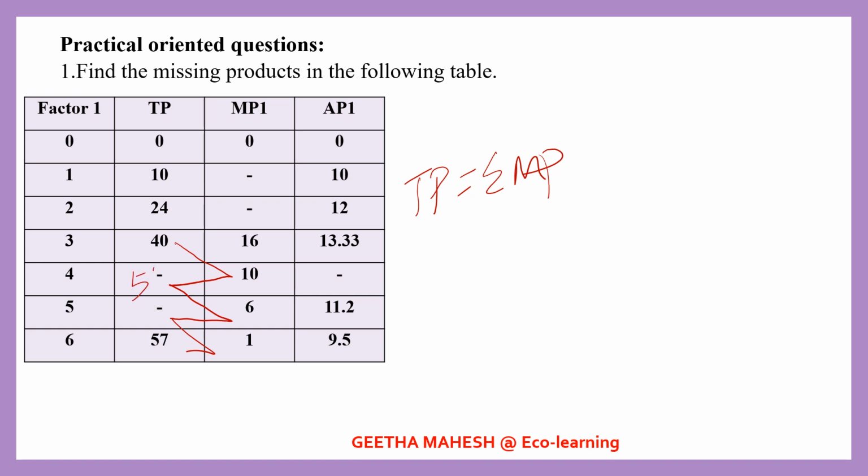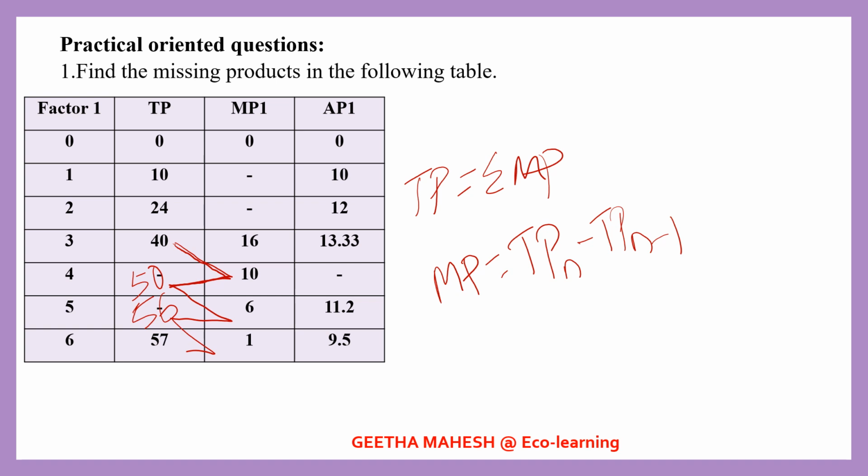40 plus 10 is 50. 50 plus 6, you will get 56. Okay. So zigzag addition. For 40, you should add the next MP. Okay. You'll get the particular total product. Similar way, MP, if you want to find out, TPn minus TPn minus 1.